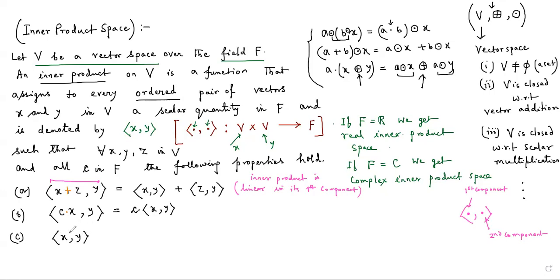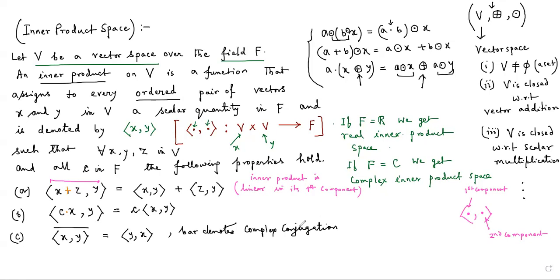If we take the inner product between two vectors, and if I put a bar over there, then it simply becomes the inner product of y and x. This bar actually denotes complex conjugation.